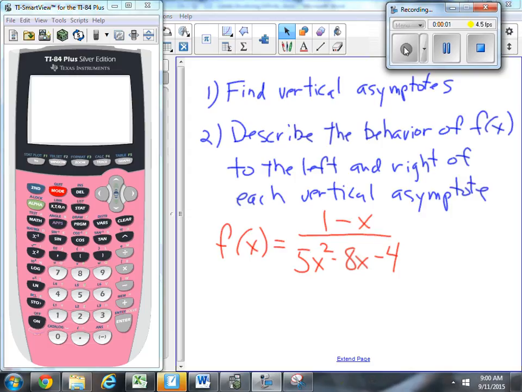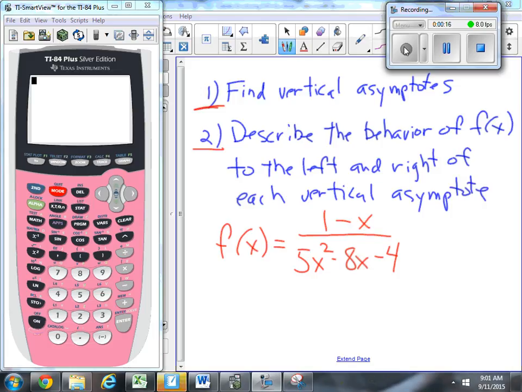There are two things to do in this problem. First, I need to find the vertical asymptotes. And second, I need to describe the behavior of the graph to the left and the right of each vertical asymptote. So here's my function.